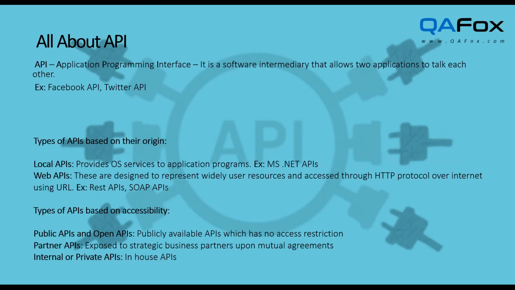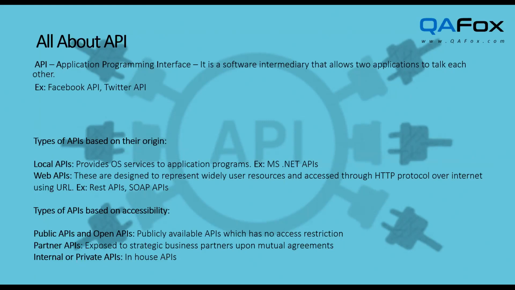Public APIs are publicly available APIs which have no access restriction here. Anyone can use them without any authorization or authentication required.